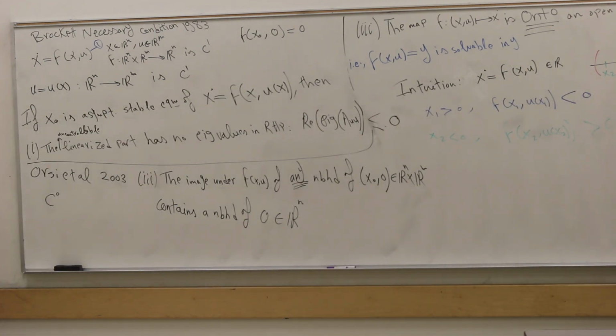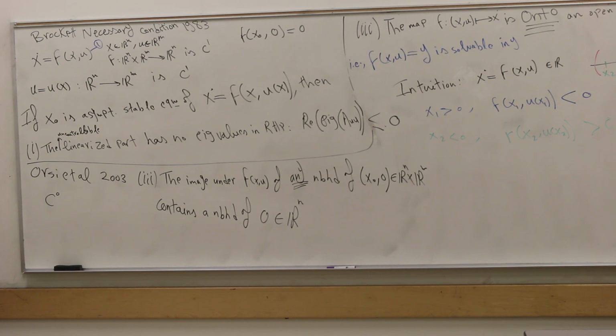So if this is x in R^n, this is u in R^m, and this is x dot in R^n again. This is your origin here, and this is, say, x naught and 0u. This is your map, right? F.